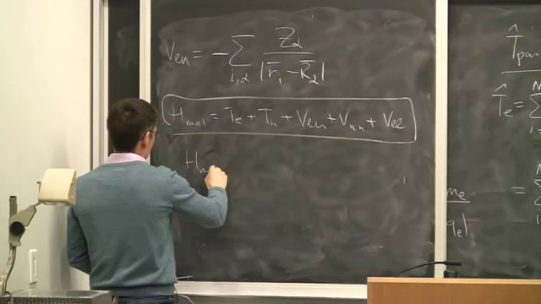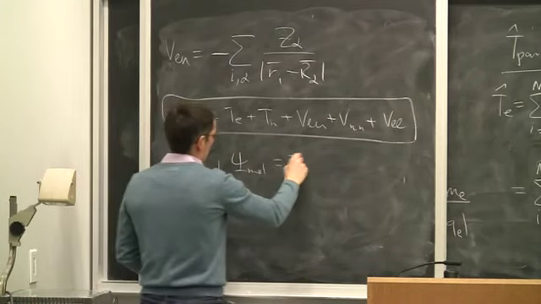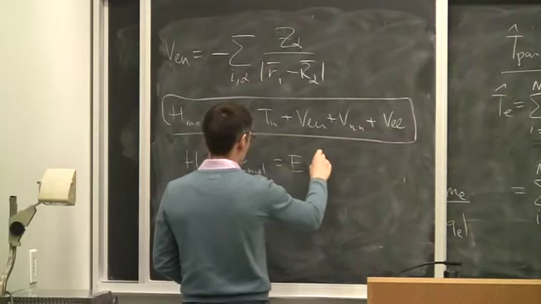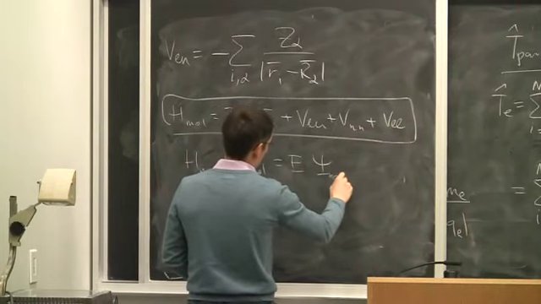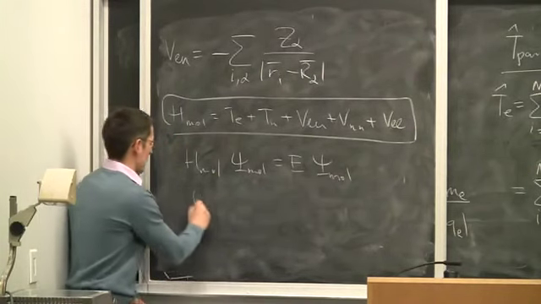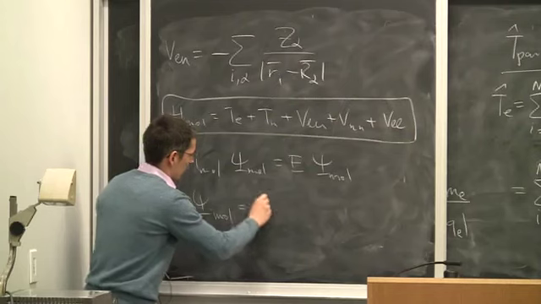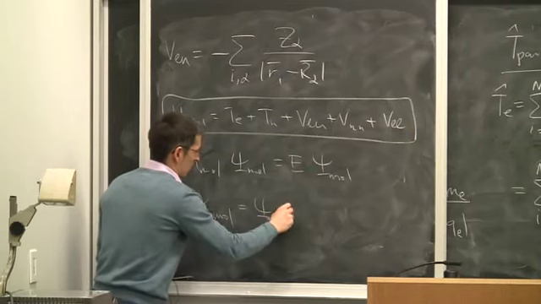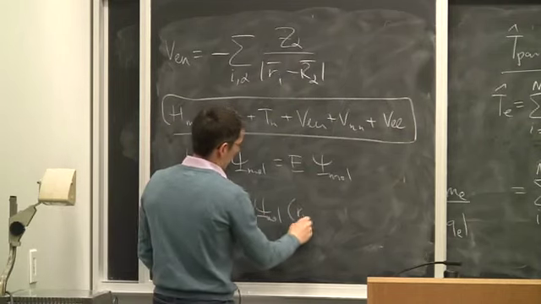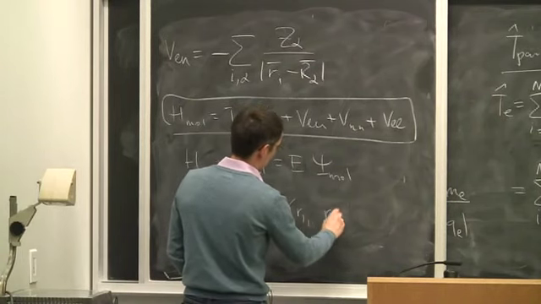And then this is the time-independent Schrödinger equation. Okay. Now, what I want to emphasize is that the molecular wave function is a function of very many variables.